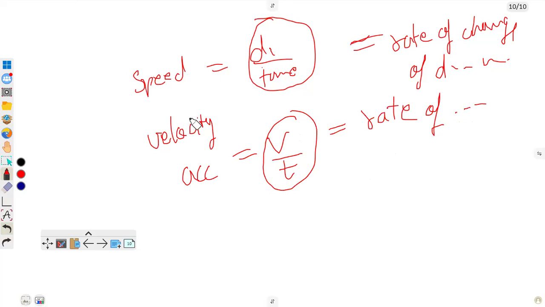But suppose that you were given the acceleration. How would you go back to velocity? Do you guys have any suggestion? We'd multiply the acceleration by the time taken to get the velocity.